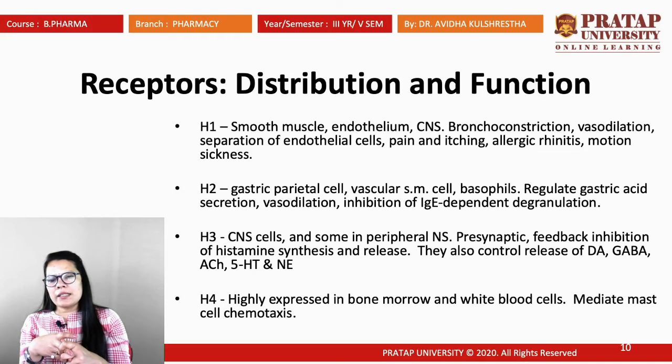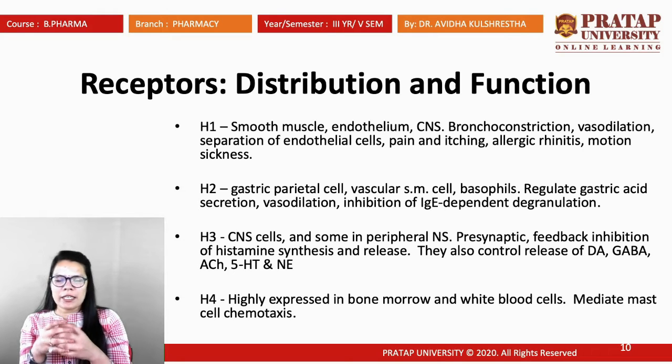So the second is the H2 receptor. These are found in GI cells, vascular smooth muscle cells and basophils. They regulate gastric acid secretion, vasodilation, and inhibition of IgE-dependent degranulation. So this is the function and distribution of H2.